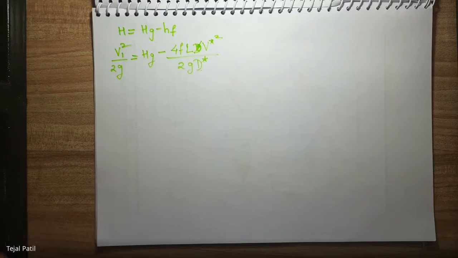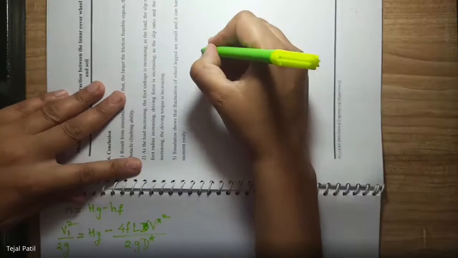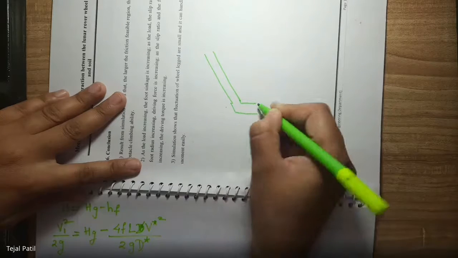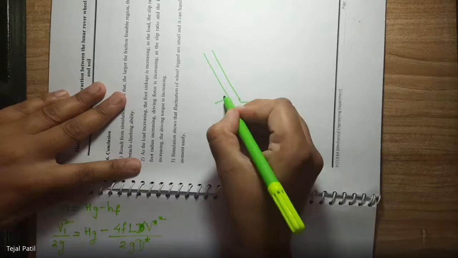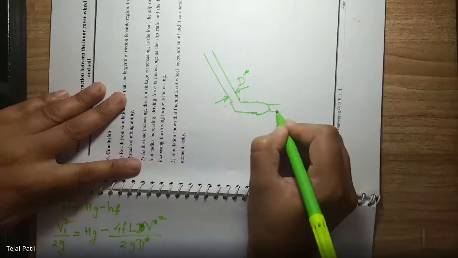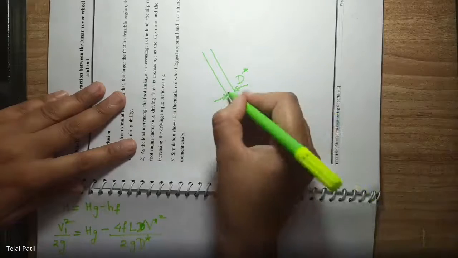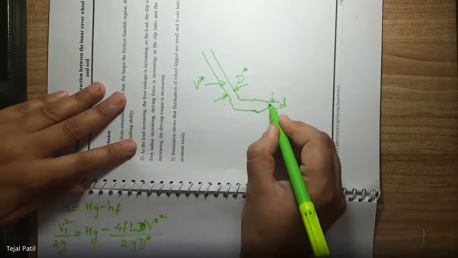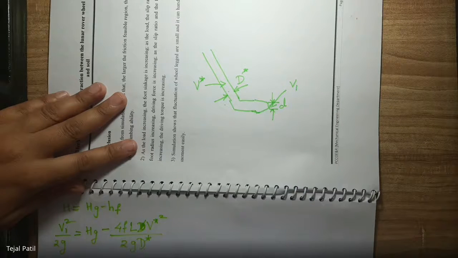So let's think about the system first. Let me show you the system we have. Here we have the penstock, and after it there is a nozzle, like this. At this position the diameter is D star, and at this position the diameter is small d. Here you have the velocity V star, and at the outlet of the nozzle it is V1. This is what is known to you.